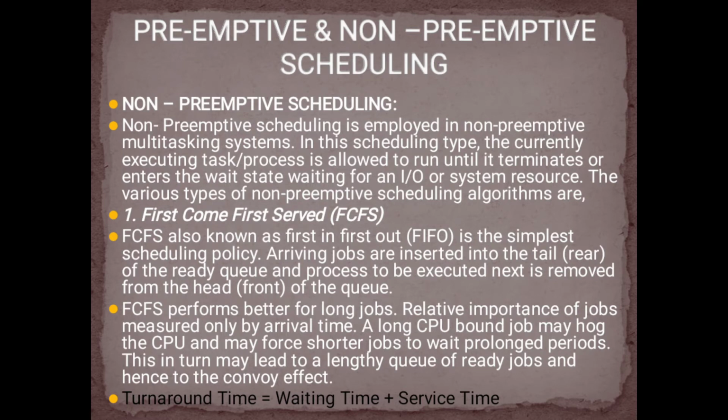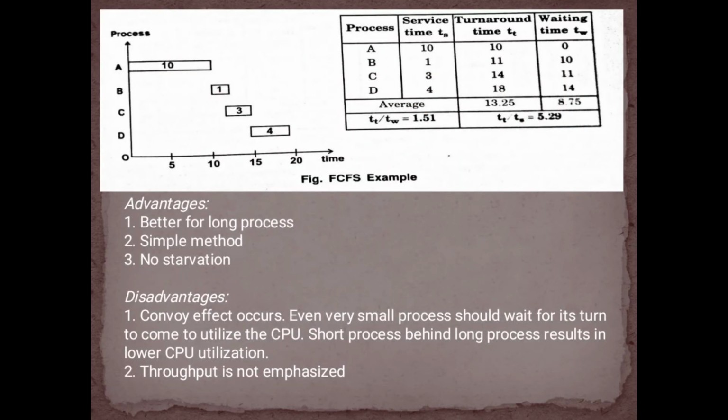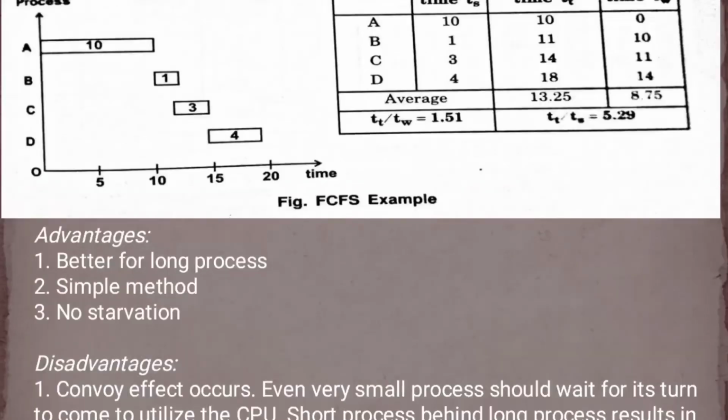Let me start with non-preemptive scheduling. In that we have first come first serve. We give an order: those who come first will be given first priority. After the task has been completed, only then is the next task executed. First come, first served. Here we have an example.